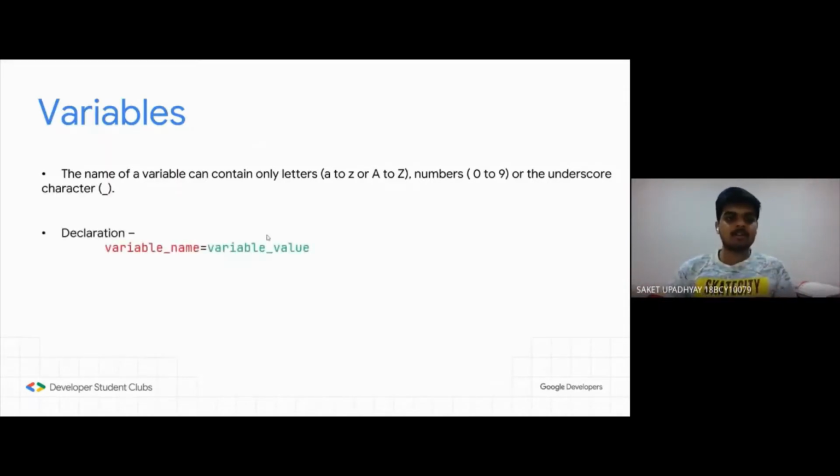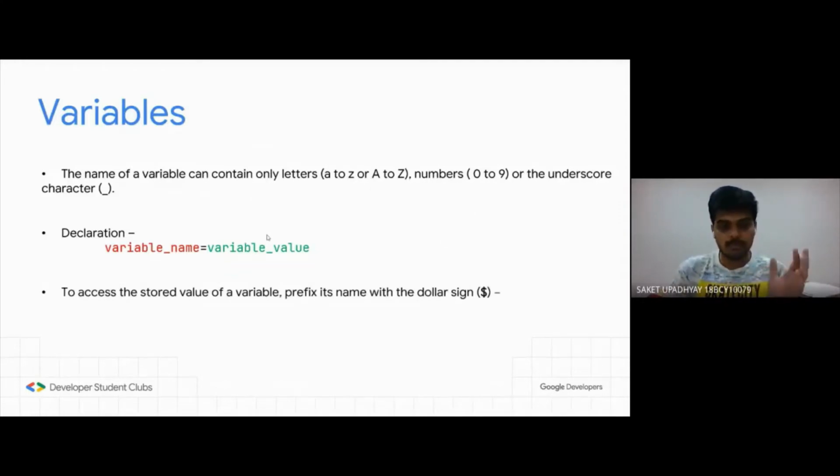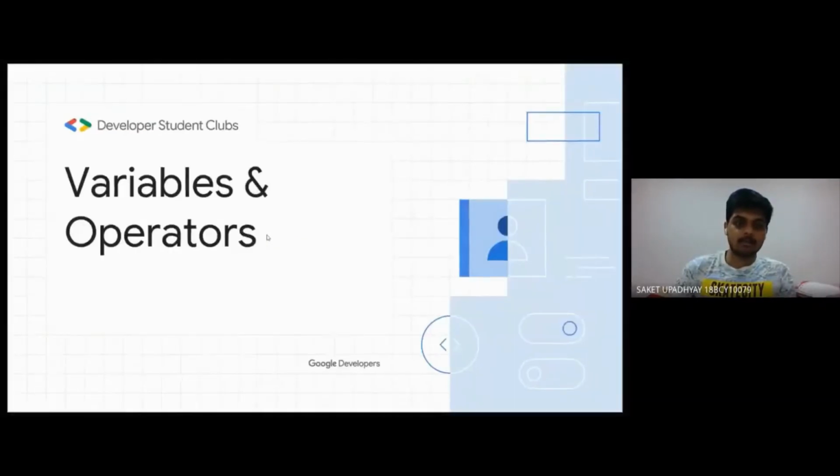Declaration is like you define a variable by placing the variable name, then the equal to symbol. The equal to symbol, in any general programming language, is a symbol which will associate the value after it to your variable name. So equal to, then your variable value. Then to access the stored value of this variable, you prefix its name with a dollar sign. Something like this, like we did earlier. Let's see what we did earlier.